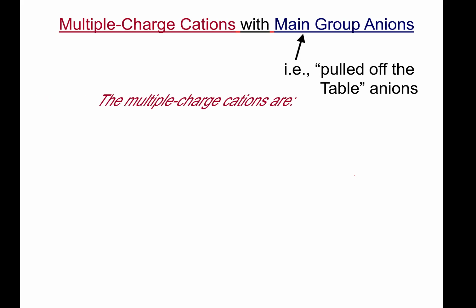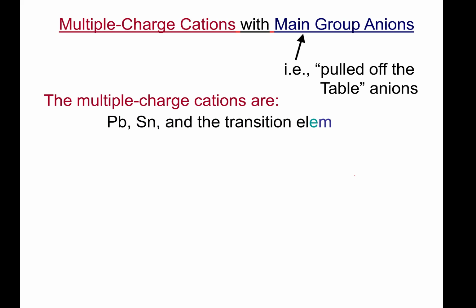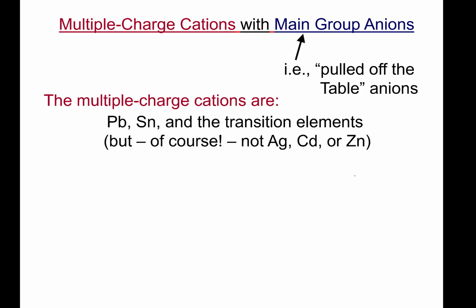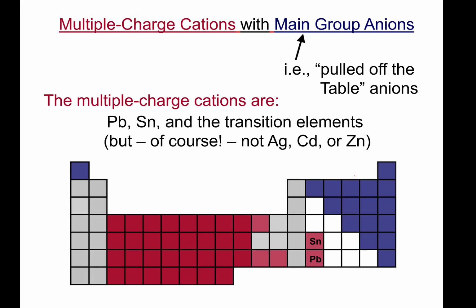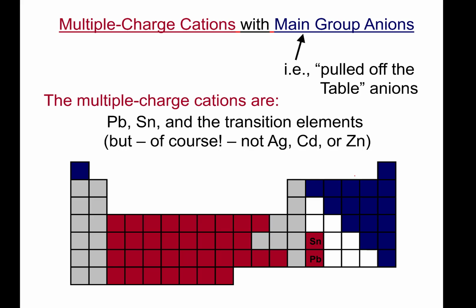Now let's look at multiple charge cations with our main group anions. So the main groups, again, are pulled off the table for the anions. The multiple charge cations are going to be the ones that we've kind of skipped, basically our D block elements plus lead and tin. So Pb is lead, Sn is tin. So they're in red here on the periodic table.